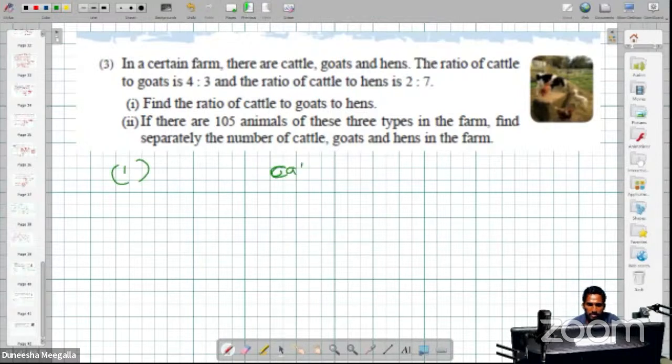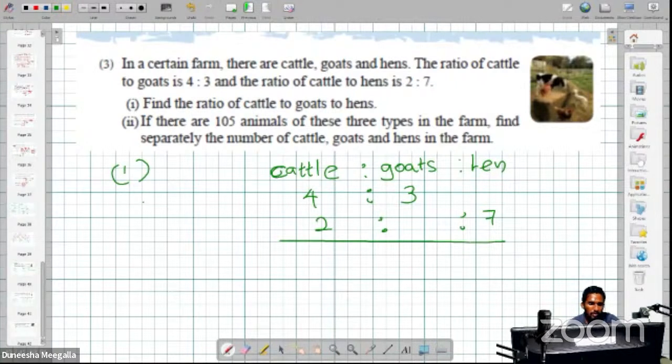Cattle to goat to hens. What is the ratio between the cattle and goat? 4 to 3. And cattle to hens? Cattle to hens is 2 to 7.